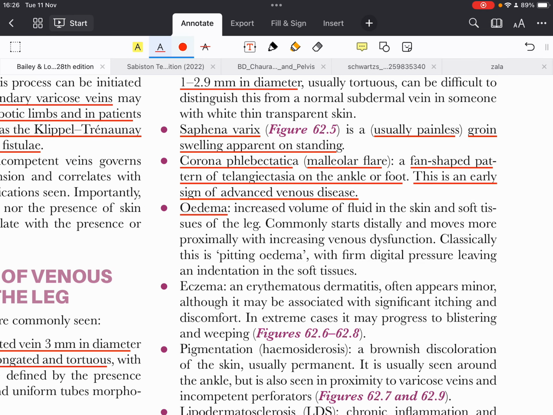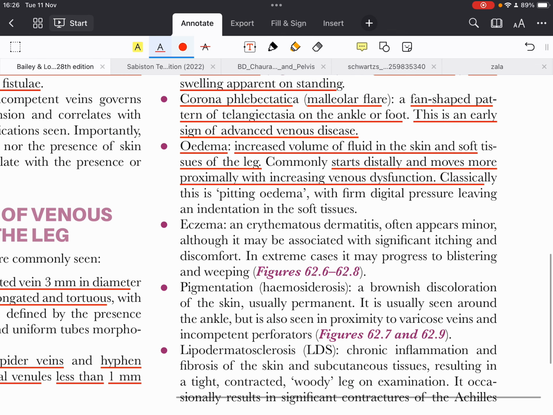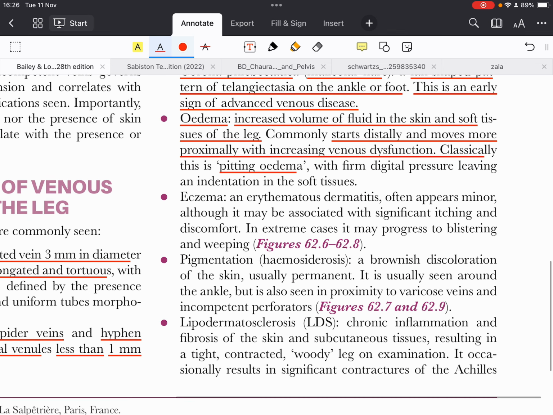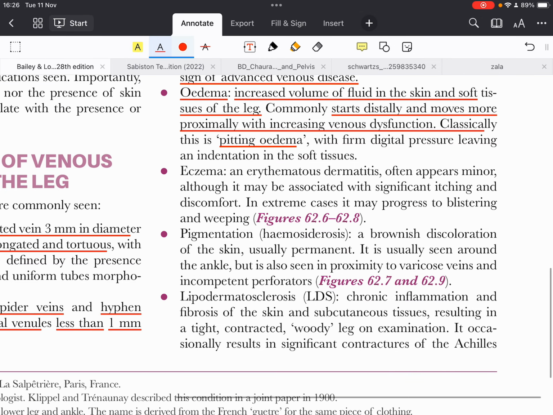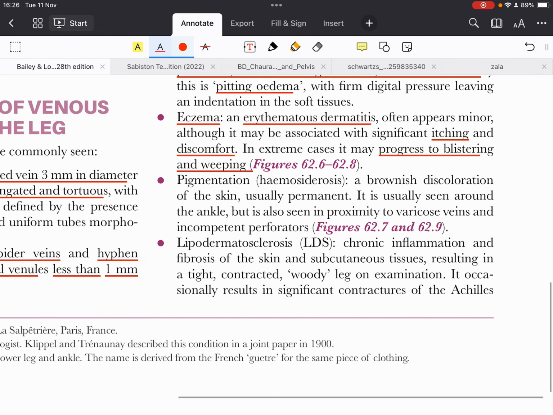Edema: increased volume of fluid in the skin and soft tissue of the leg, commonly starts distally and moves more proximally with increased venous dysfunction. Classically, this is pitting edema, with firm digital pressure leaving an indentation in soft tissue. Eczema and erythematous dermatitis often appear minor, although they may be associated with significant itching and discomfort. In extreme cases, it may progress to blistering and weeping.